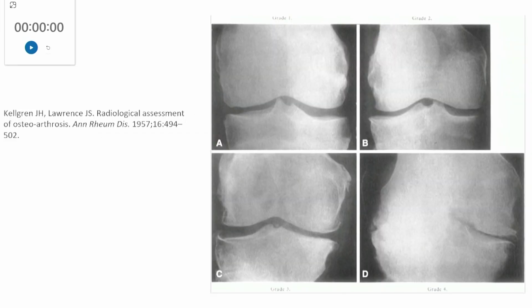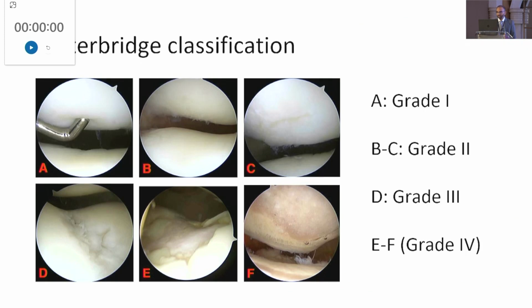So this is the original Kellgren and Lawrence categorization, and we're talking about pictures C and D. And then if you want to go on the outerbridge classification, again, what we're looking at are pictures D, E, and F. So just to set the scene.